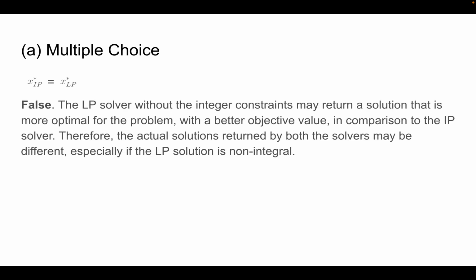This is false because the LP solver without the integer constraints may return a solution that's more optimal for the problem that has a better objective value in comparison to the IP solver. And so therefore the actual solutions returned by both solvers may be different, especially if the LP solution is non-integral, meaning that it might have a fractional component to it.